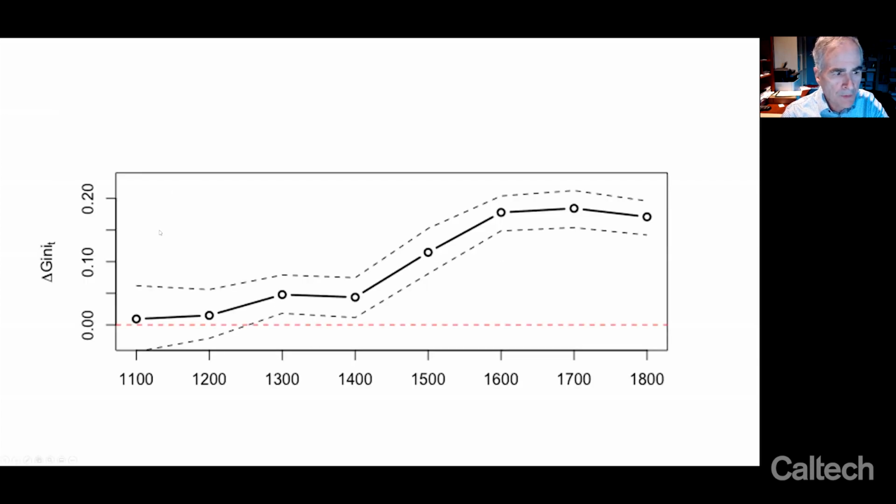And here's what this delta Gini looks like across time with some error bands. We have very little action in 1100 and 1200. We have a significant contribution, but substantively small in 1300 and 1400. And then in the later centuries, starting in 1500, we have substantially larger contributions to the inequality and distribution of these elite workers.